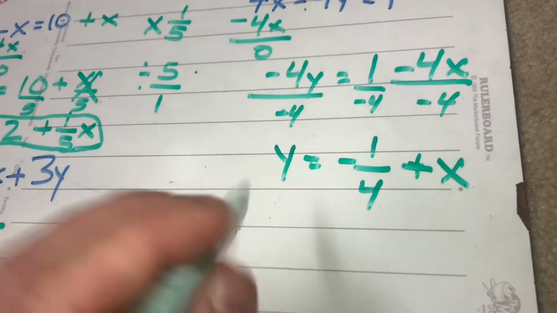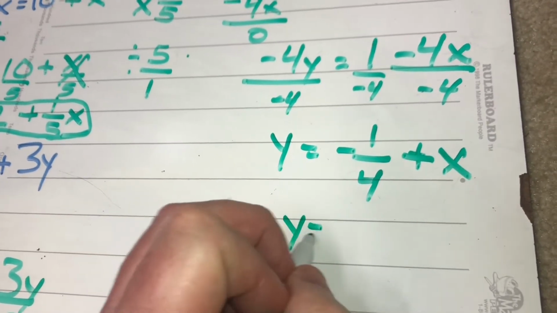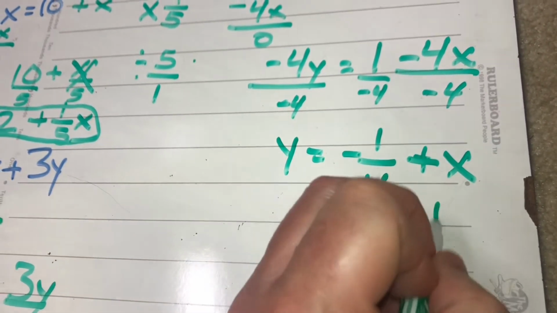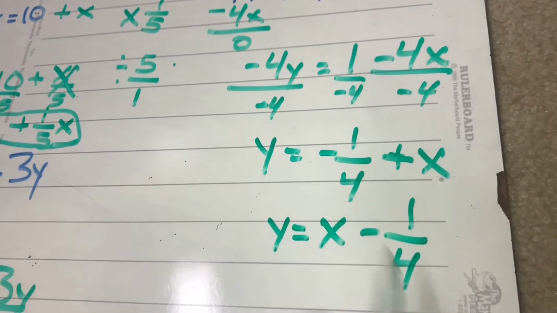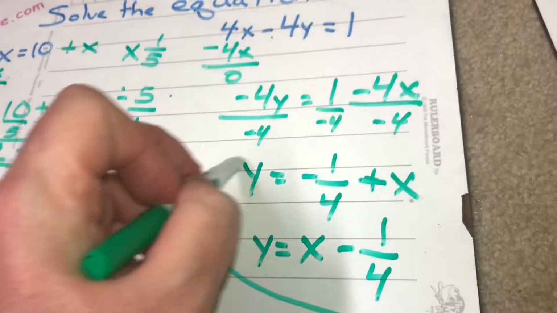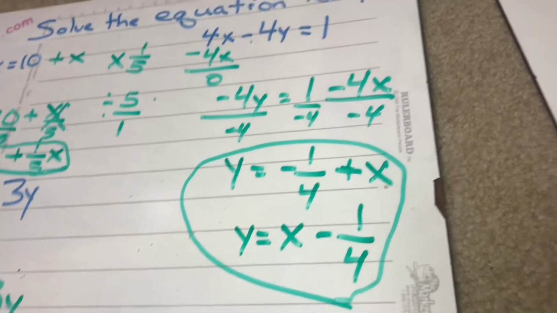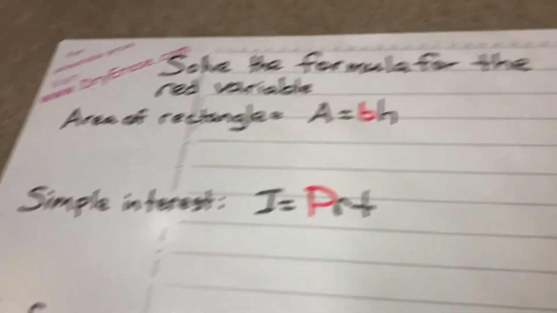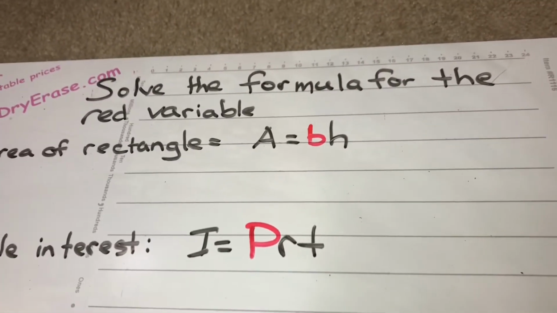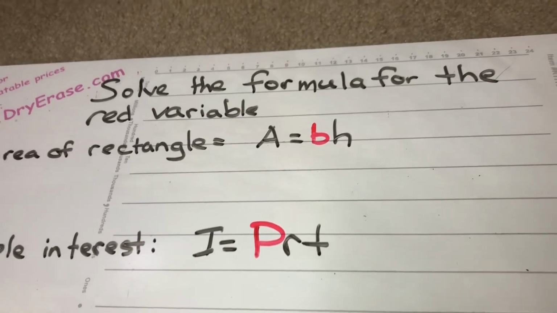And of course, if I wanted to make this read y equals x minus 1/4, these are just two ways of writing the exact same thing. All right, well, moving right along, I'm going to kind of set that up there. Let's look at our second set of directions to finish up our video for today. Solve the formula for the red variable.